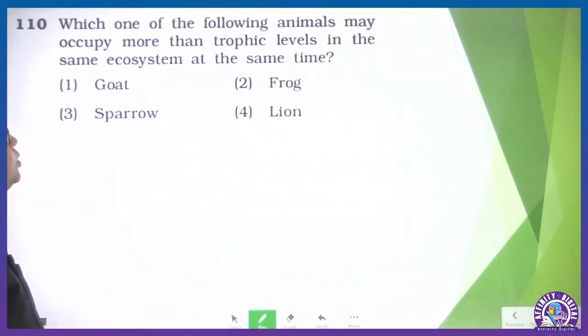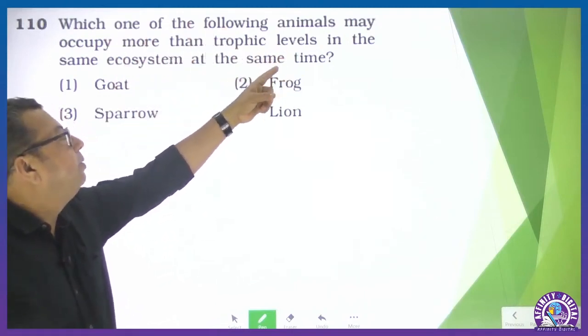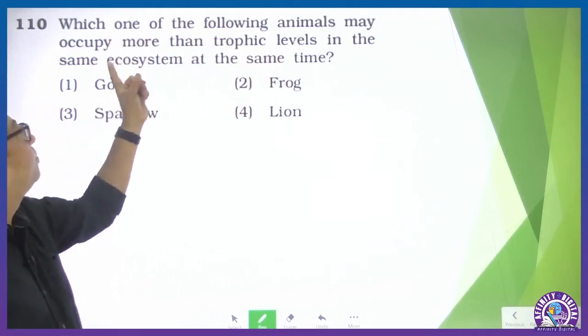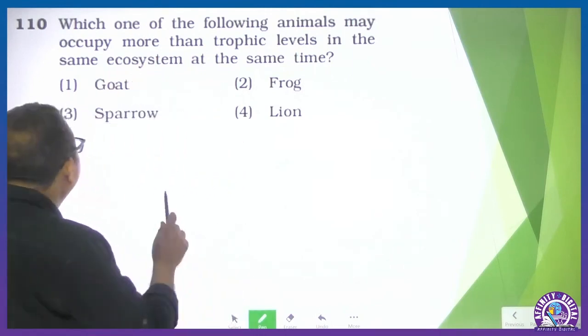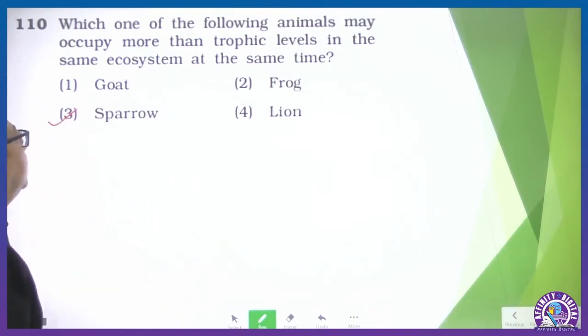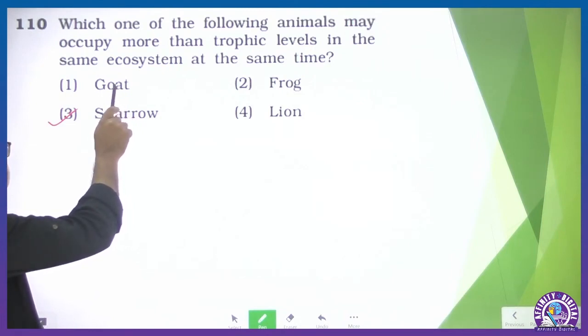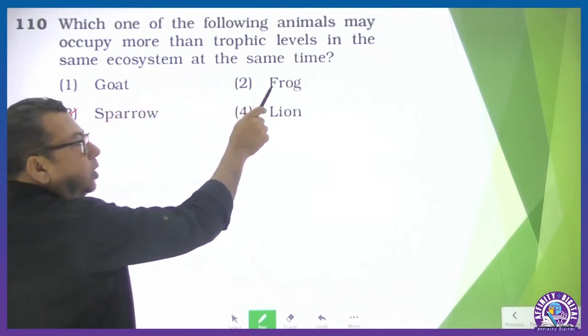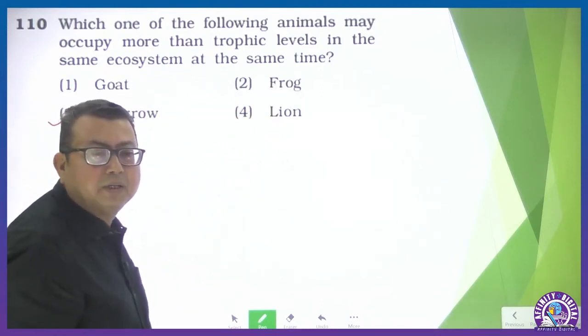This is also a question on ecology, on the ecosystem chapter. Which of the following animals may occupy more than one trophic level in the same ecosystem at the same time? So, the answer for this particular question will be sparrow. Goat always occupies only one trophic level in the ecosystem, the second trophic level, because goat is a herbivore. Frog occupies the third trophic level. That is secondary consumer level.